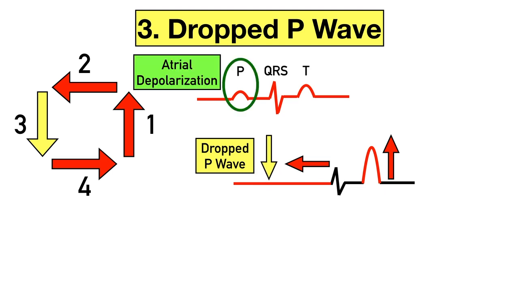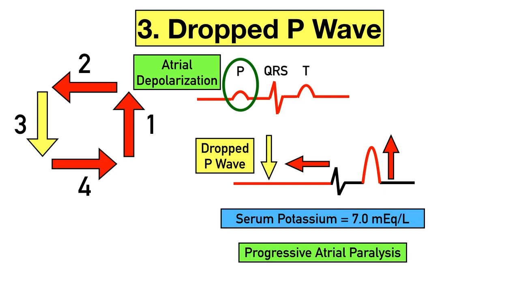As potassium levels continue to climb, the atrial paralysis can progress. We know from before that this can lead to P wave widening and PR interval prolongation, but eventually it can lead to the P waves disappearing. Dropped P waves can be seen at potassium levels of about 7.0. Again, the P wave represents atrial depolarization, which is why the P wave can disappear if the atrial paralysis progresses.